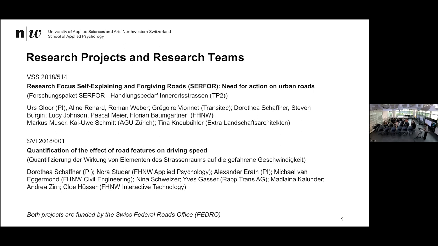And in our second project, I was collaborating with my colleagues from civil engineering, Alex Ehrhardt and Michael, who have the expertise on the planning part, as well as practitioners and my colleagues from the IT departments that were doing the simulation part here, and we as psychologists were responsible for the whole experiment.